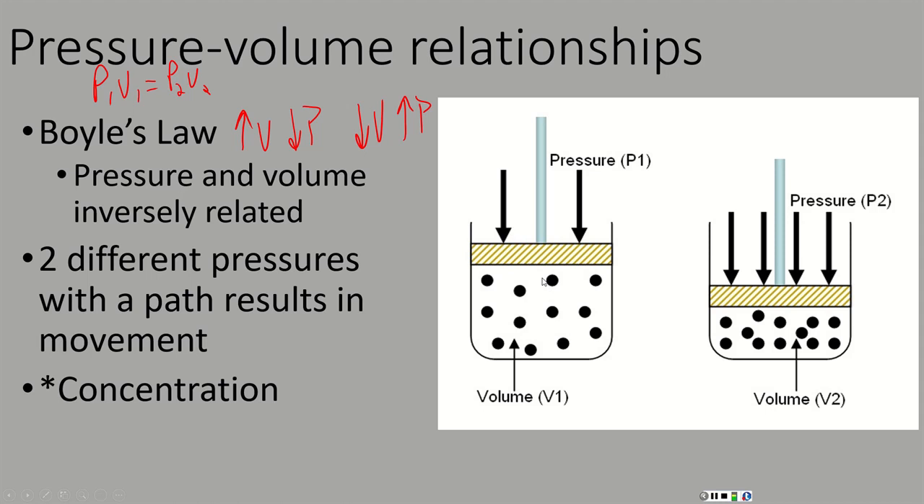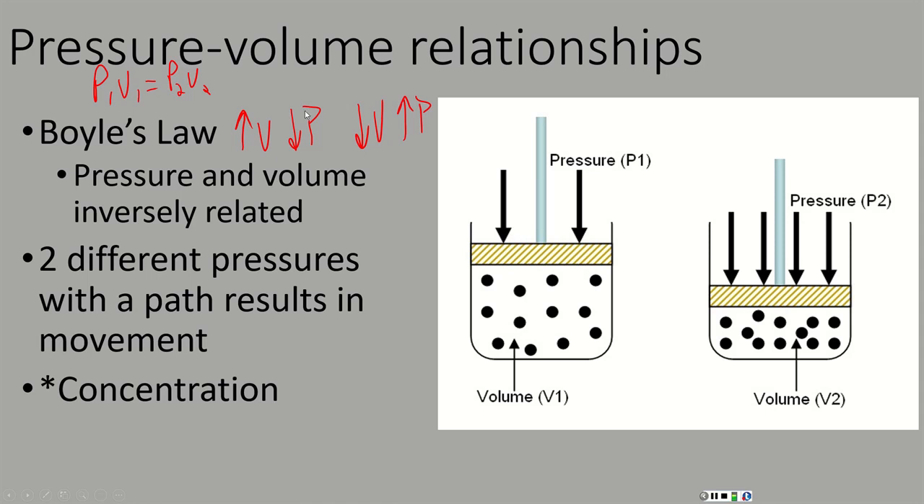On the left, we had a high volume and a low pressure. And on the right, the volume went down, but the pressure went up. If we were to raise the lid back up, then the volume would go up while the pressure goes down. So whatever happens to the volume, the opposite happens to the pressure.